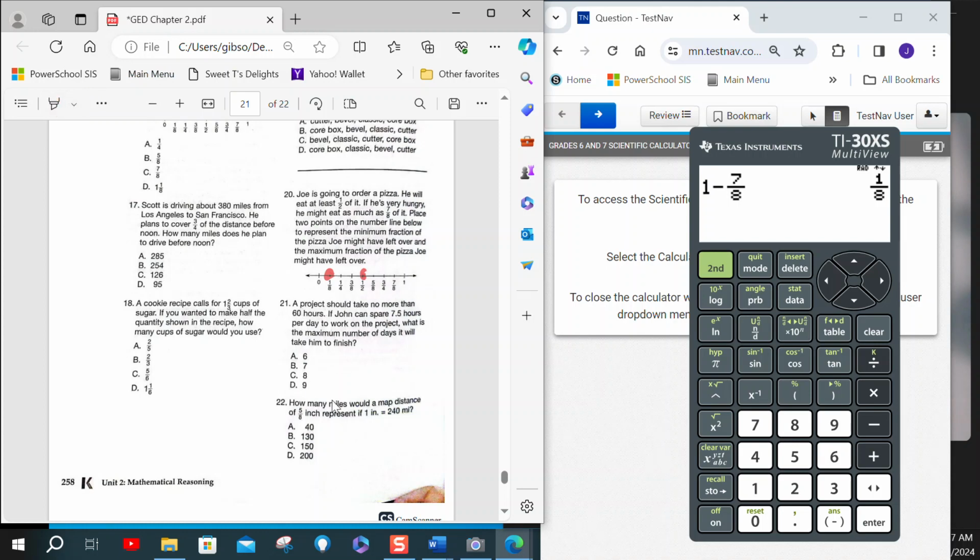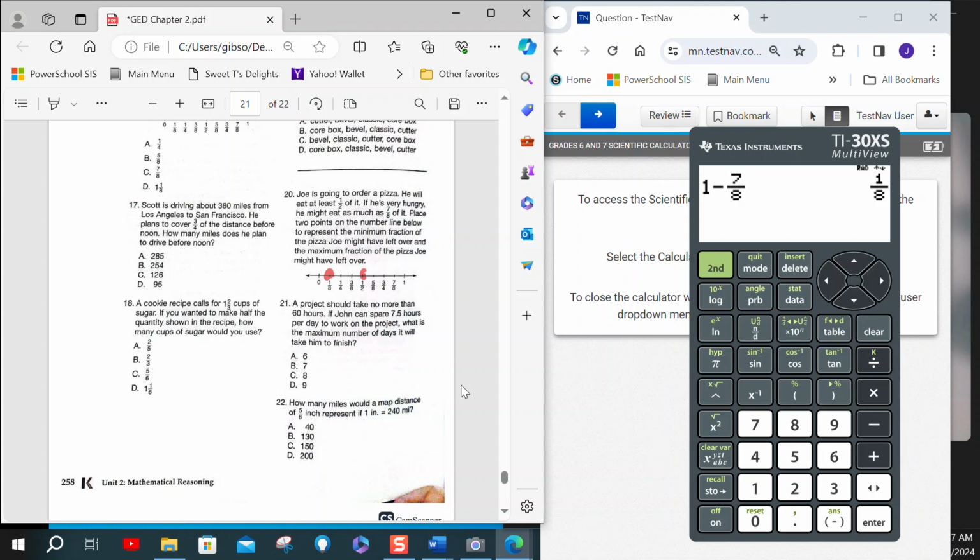Okay, now we go here to 21. It says a project should take no more than 60 hours. If John can spare 7.5 hours per day to work on the project, what is the maximum number of days it would take him to finish?